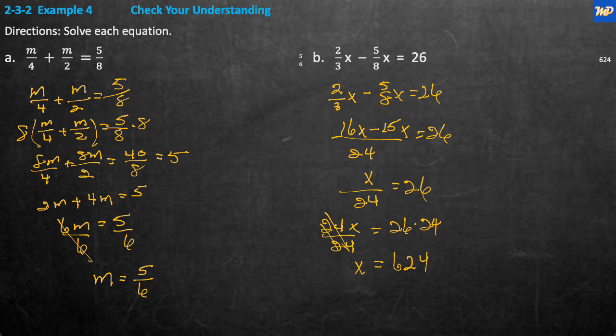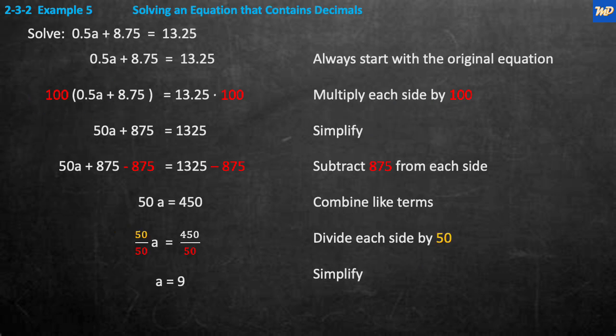Okay, example 5, solving an equation that contains decimals. Well, this is pretty simple when you do it the way they show here. It's not as confusing. So it says solve the equation 0.5a plus 8.75 equals 13.25. Here's the original equation, and we always start with the original equation, make sure that everything adds up and looks correct.